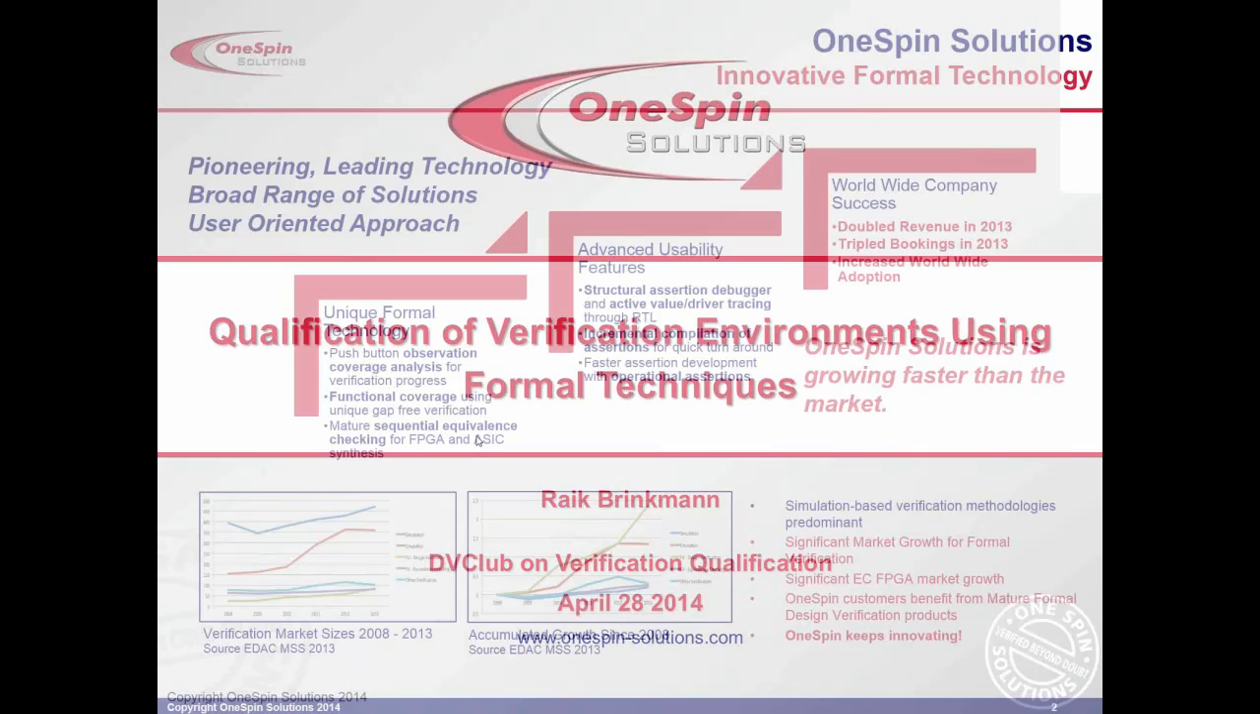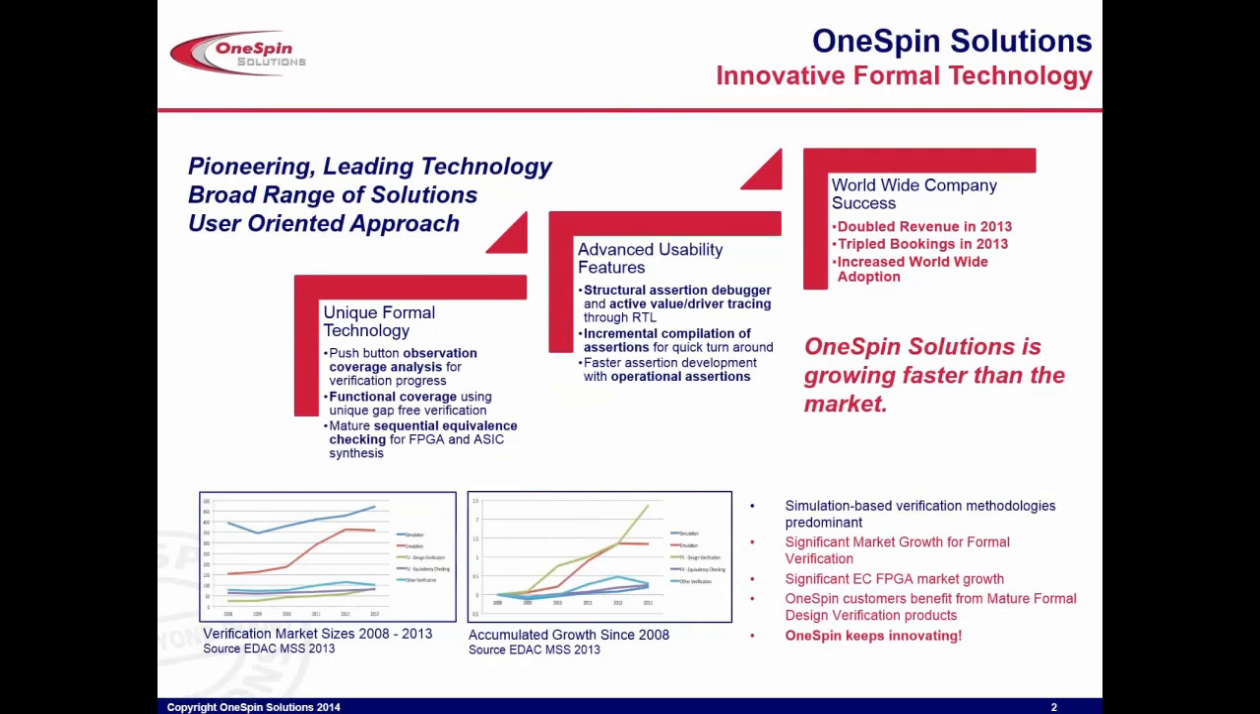Thank you for the opportunity. Just a few words on OneSpin. Maybe you don't know us well yet. OneSpin has been around for quite a while, and we've been developing some unique formal technology in the coverage area lately, most notably the observation coverage analysis that we will focus on today a little bit, and also functional coverage aspects are targeted. We also look into sequential equivalence checking, especially for FPGA and ASIC synthesis flows, and have been investing a lot into usability features that allowed us to actually double our revenue last year and triple our bookings. And what we're doing in the next couple of months and years is keep moving the innovation forward.